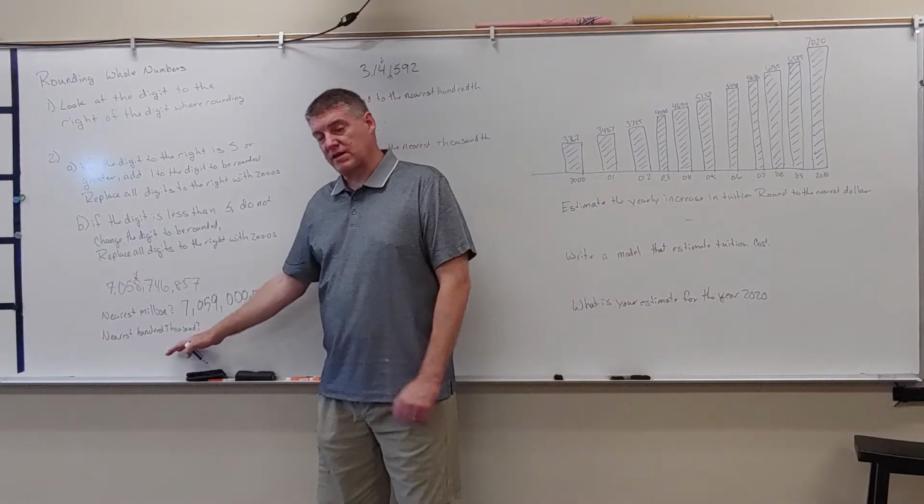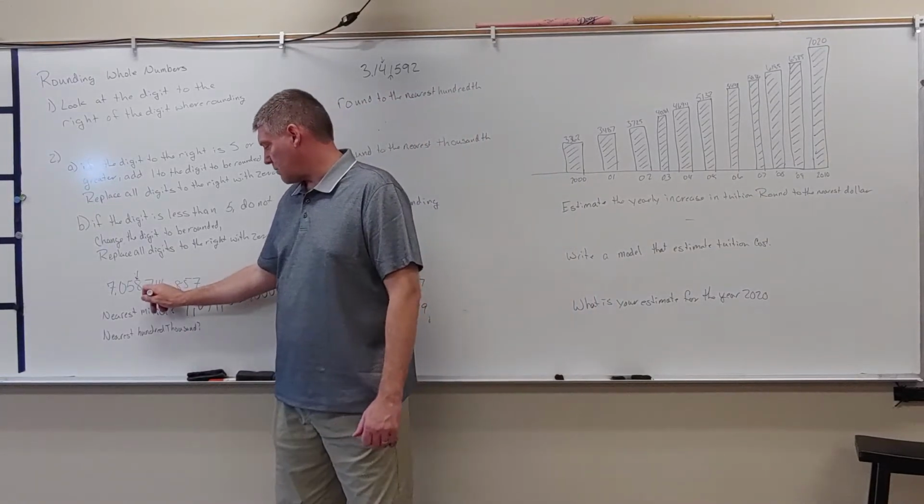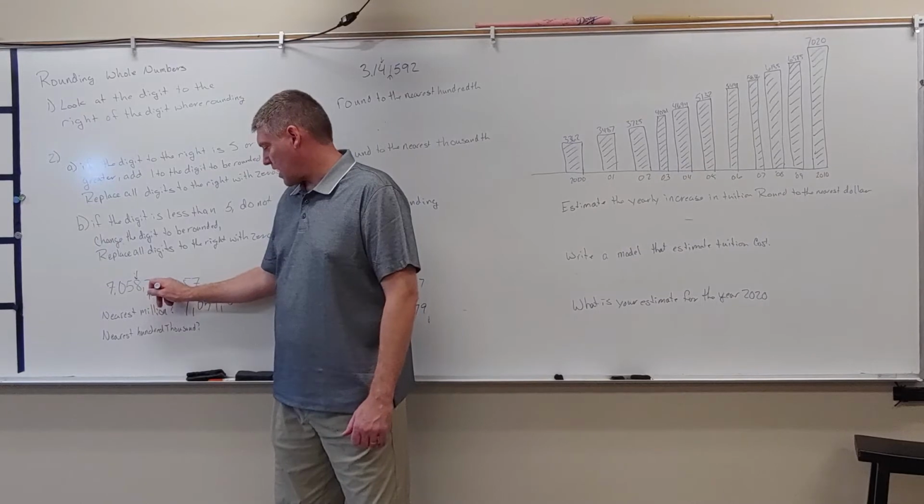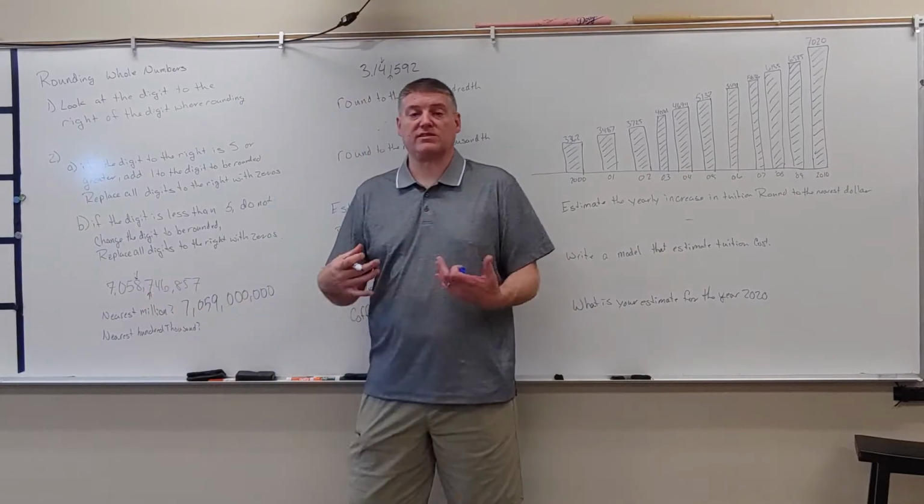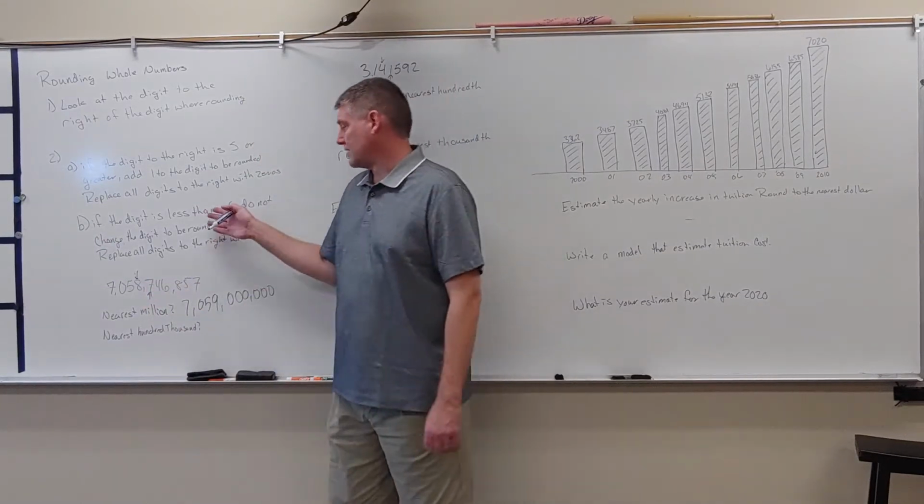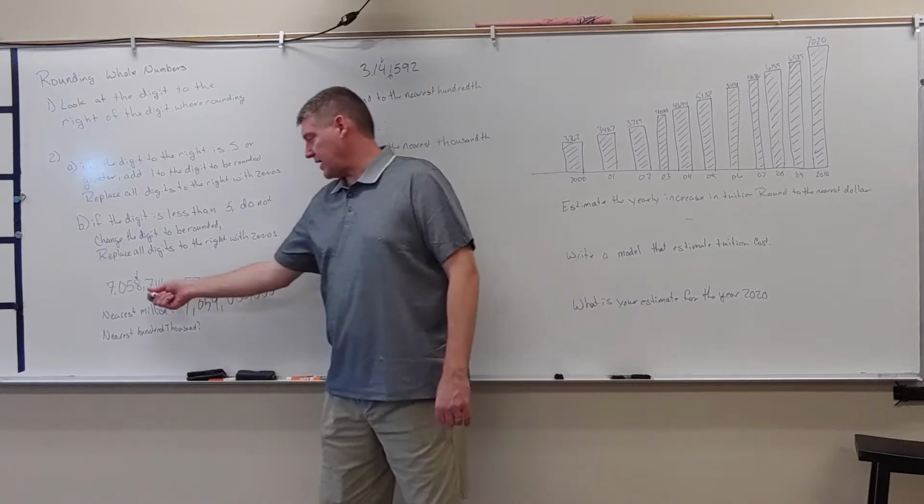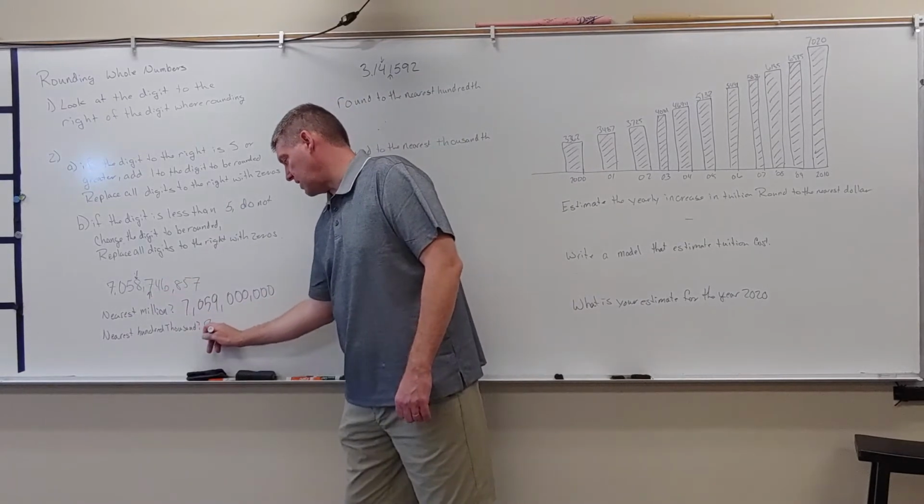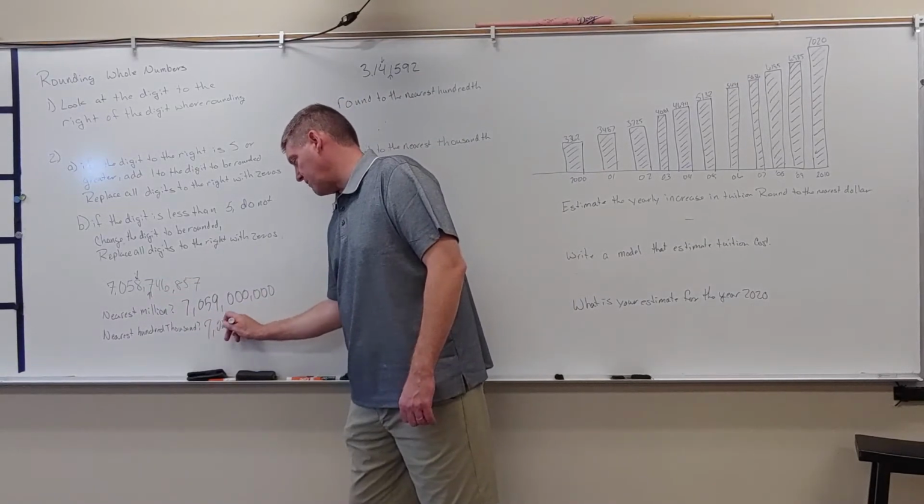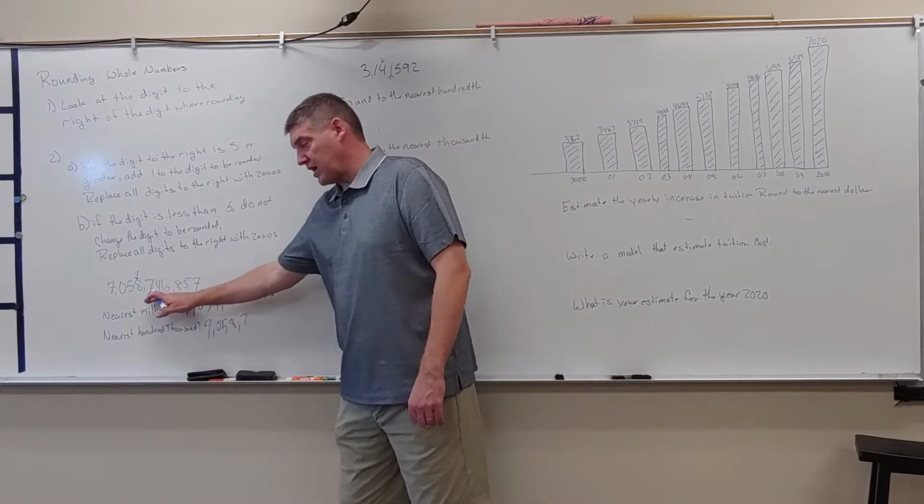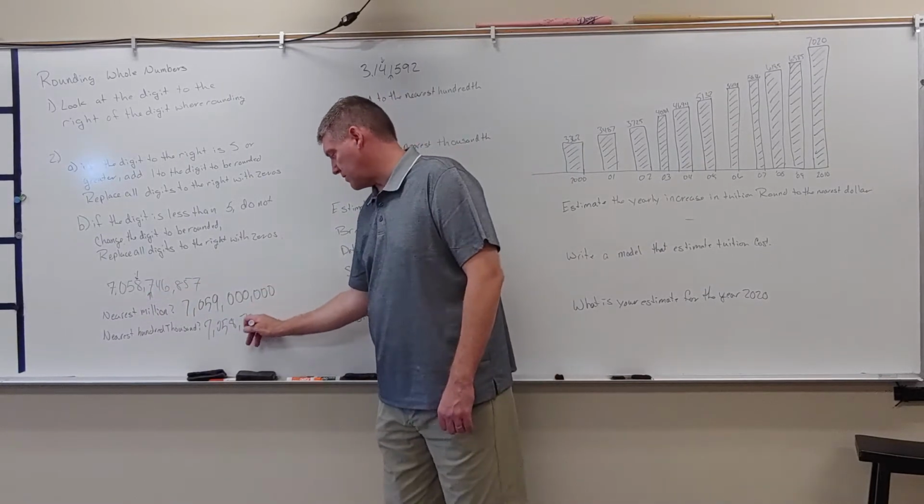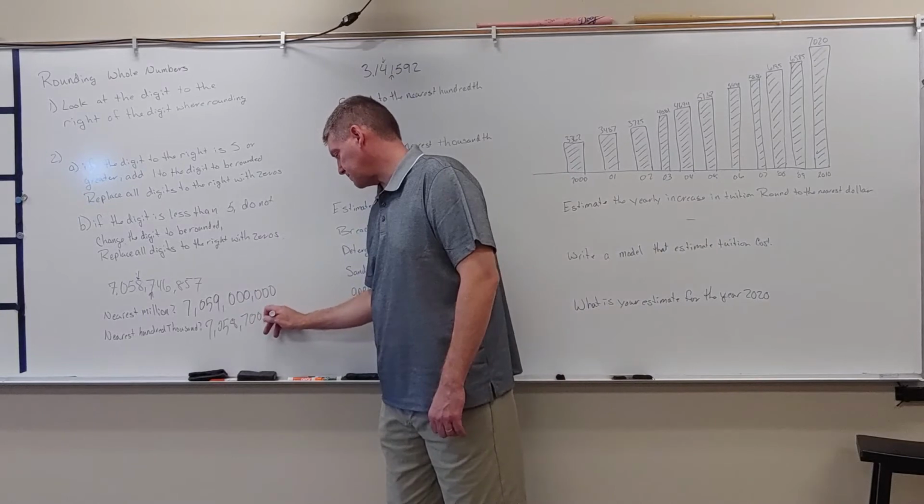If I want to round to the nearest hundred thousands, here's my hundred thousands. I'm going to look at the number to the right of it. It's a 4. 4 is less than 5, so I'm not going to change the 7. So I go 7, 0, 5, 8, 7. And now I'm going to replace all the other numbers with zeros.